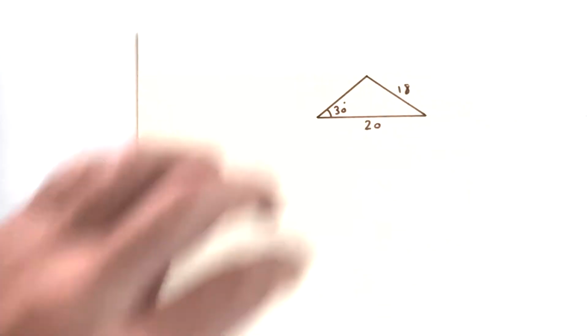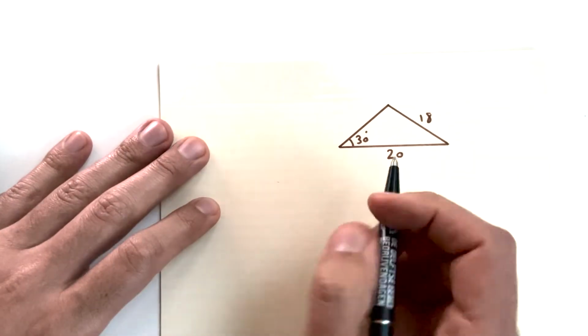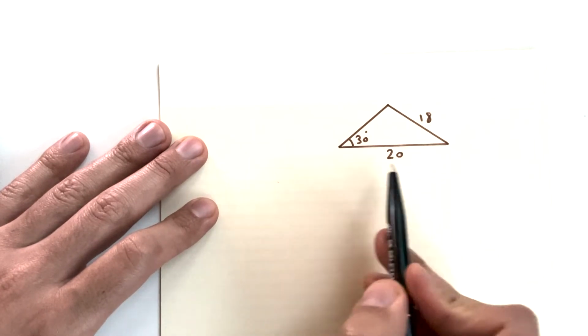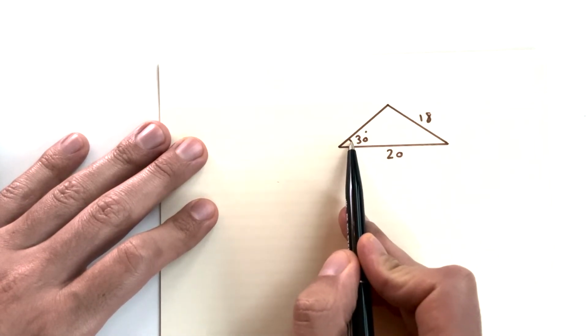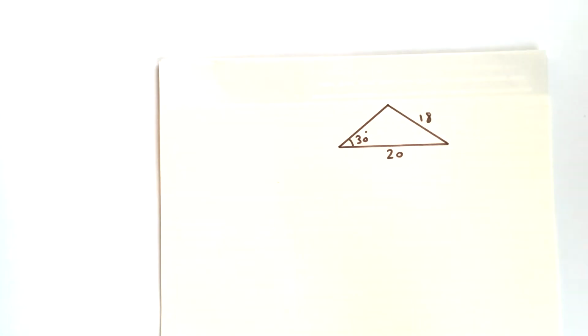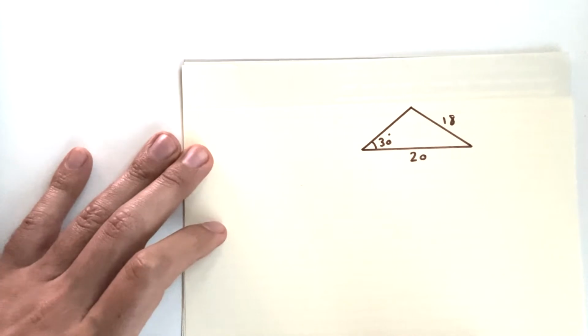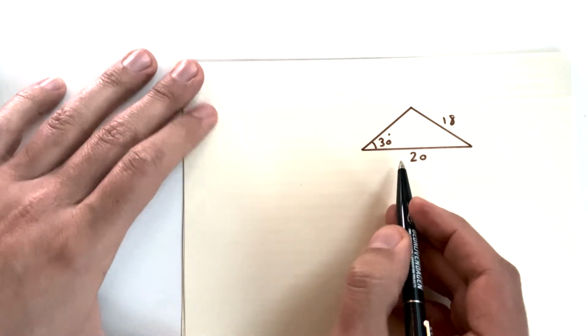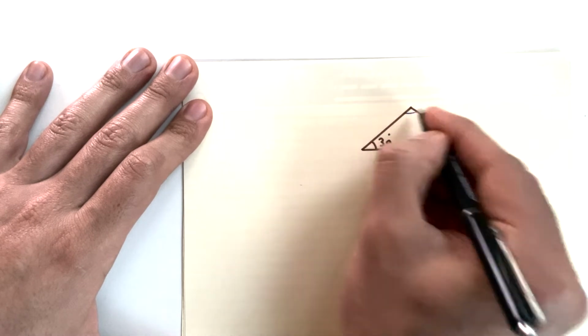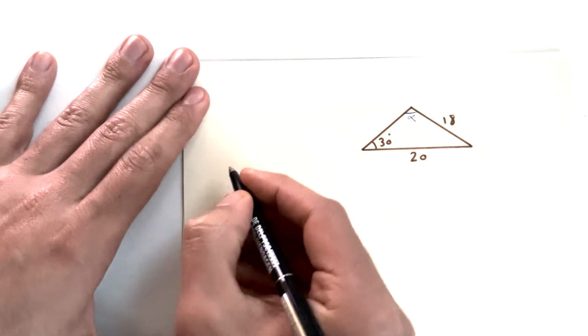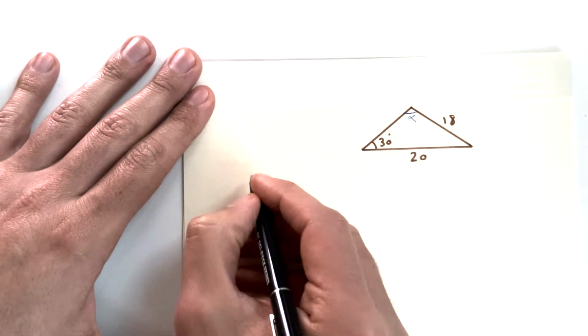So now let's take a look at some examples and see how we can use this law. Imagine we have this triangle. This length is 18, this length is 20, and this angle is 30 degrees. We are going to find the other two sides and the other two angles. If I write the law of sines for this triangle, I can write it like this. Let me call this angle alpha.